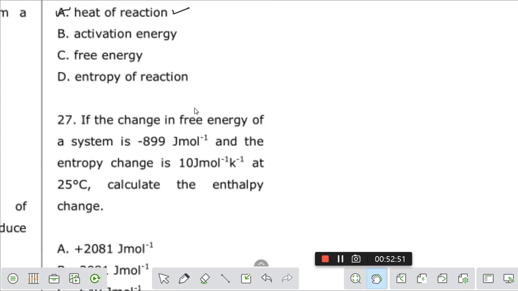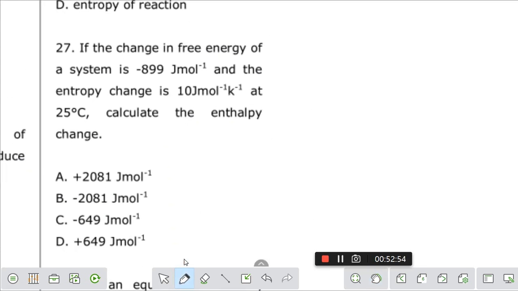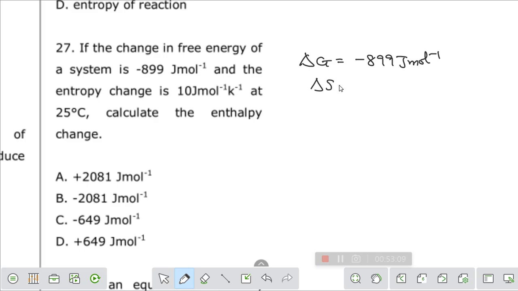If you see a question like that and you are running away from it, then you don't know what you are doing. They said if the change in the free energy of a system, that's free energy change, delta G, is minus 899 joule per mole, and the entropy change represented by delta S is 10 joule per mole per Kelvin, right? So at, that will be your temperature, 25 degrees Celsius. They now say we should find the enthalpy change.